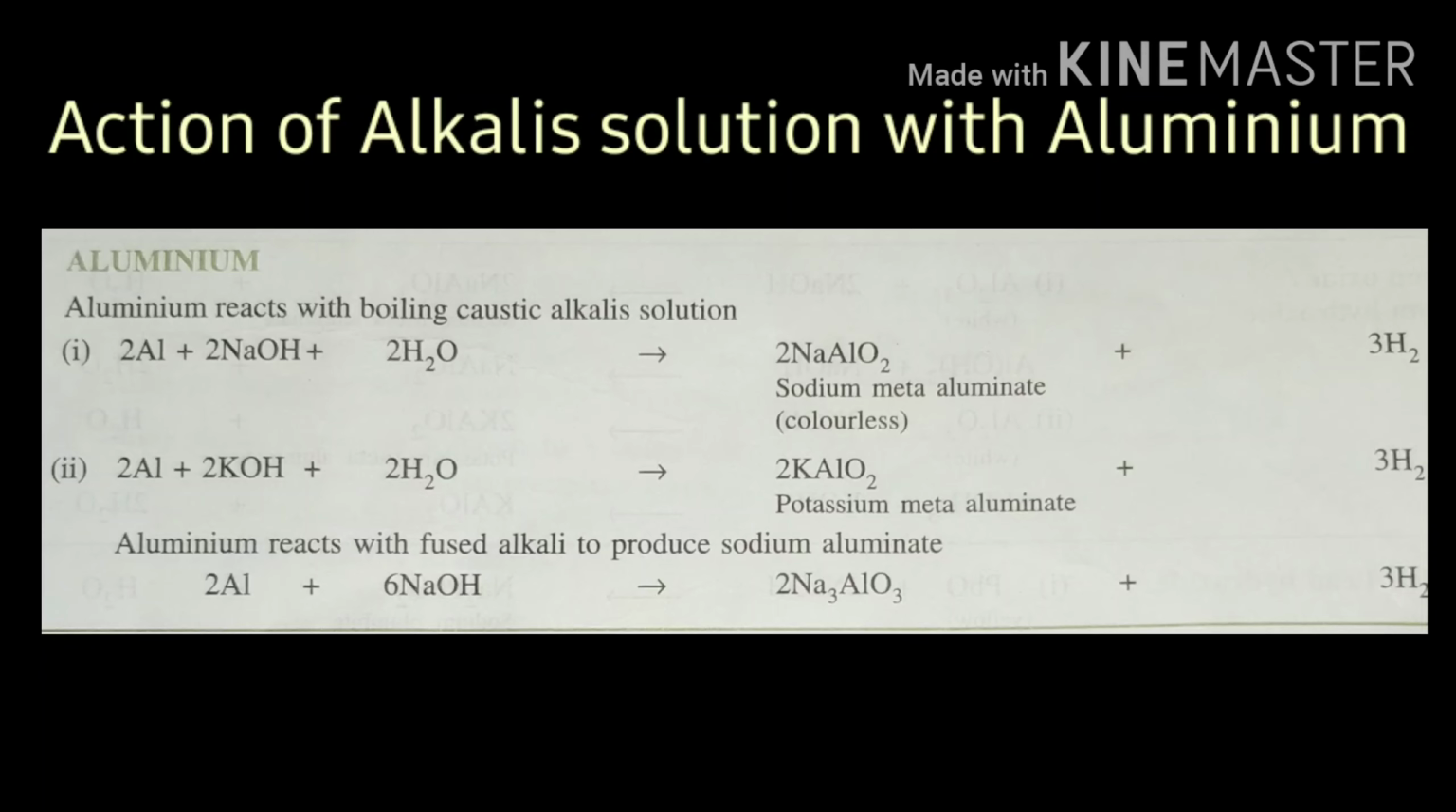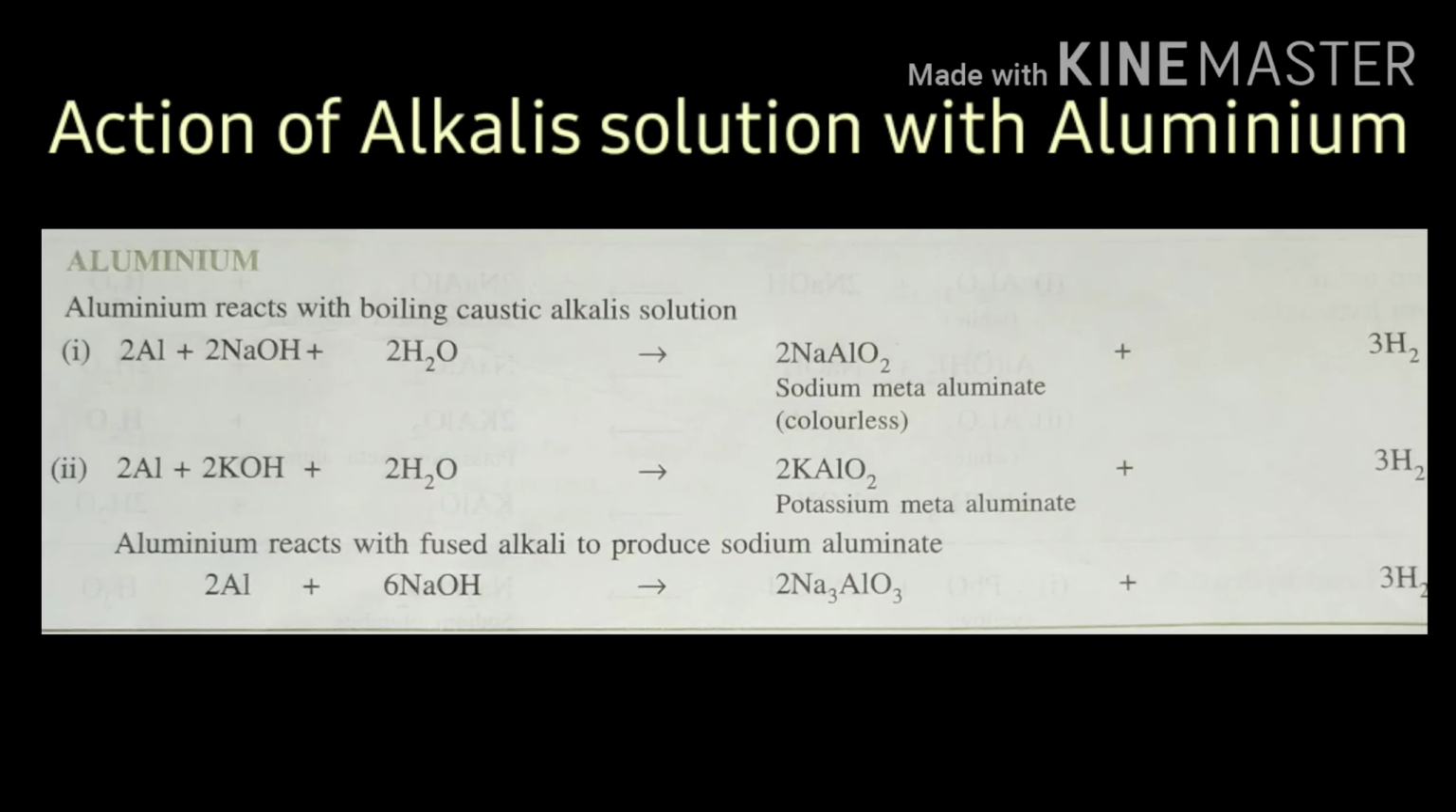Like that only, when potassium hydroxide solution reacts with aluminium, it also produces a salt, that is potassium metaaluminate plus hydrogen gas. Remember, here always balance the chemical equation. When you write it, first you balance it, and then you write the balanced equation.